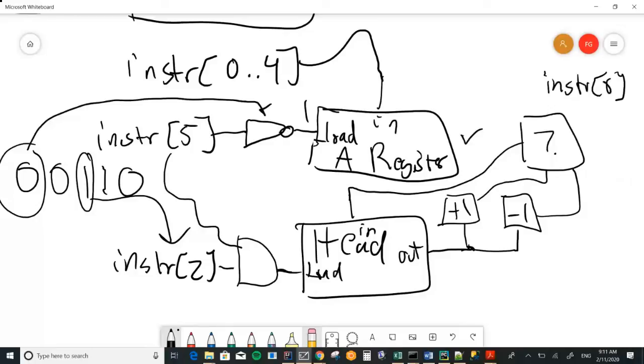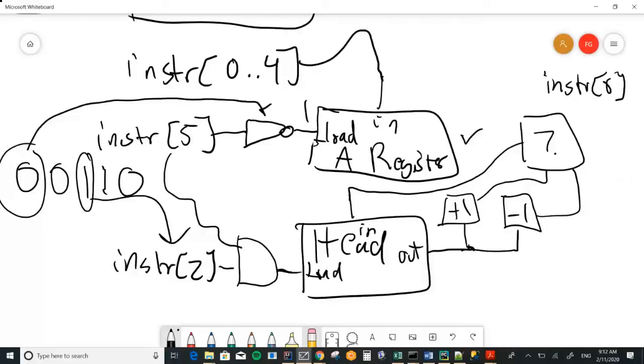Okay, why is it a problem? It's actually not a problem. The reason it's not a problem is that we're already using bit 5 to mask the load bit. So it doesn't really matter what this multiplexer spits out if we can't do the load as a result of the load.